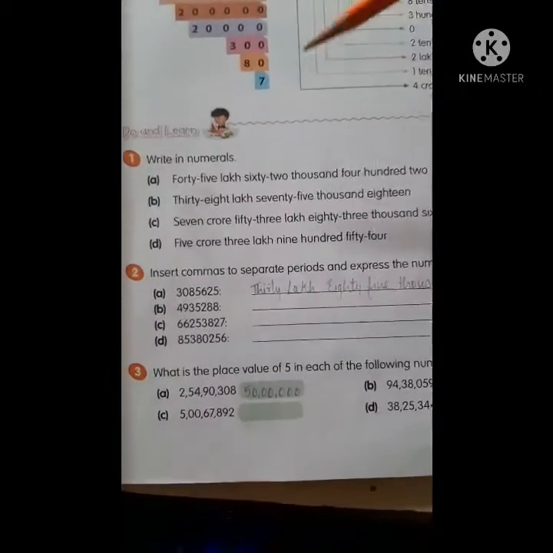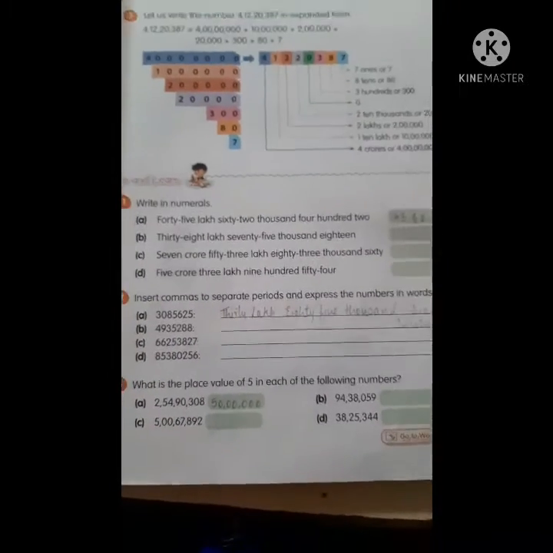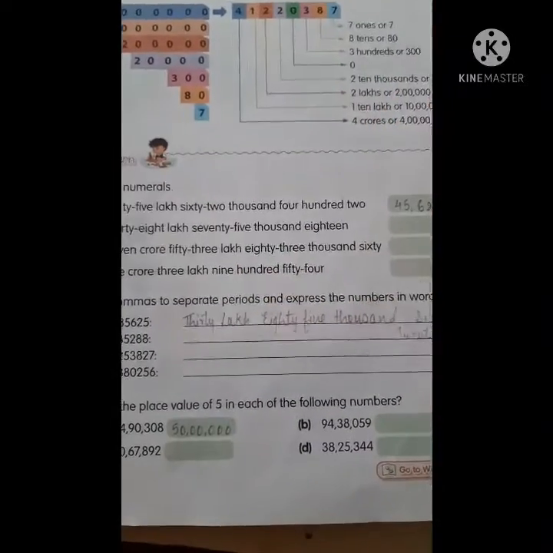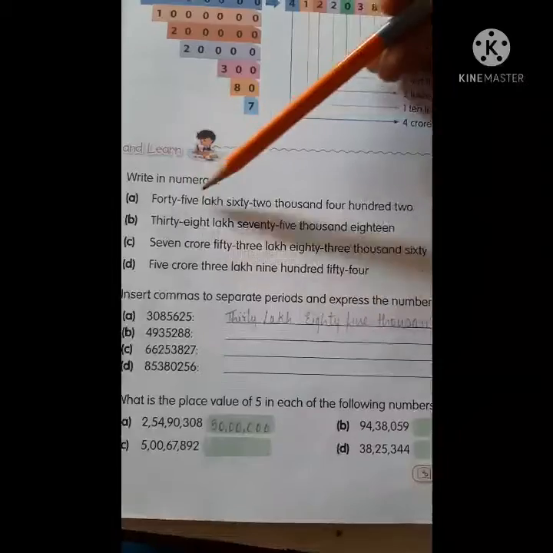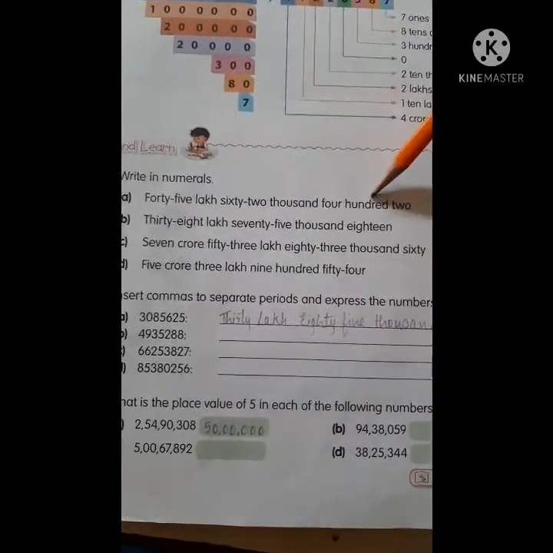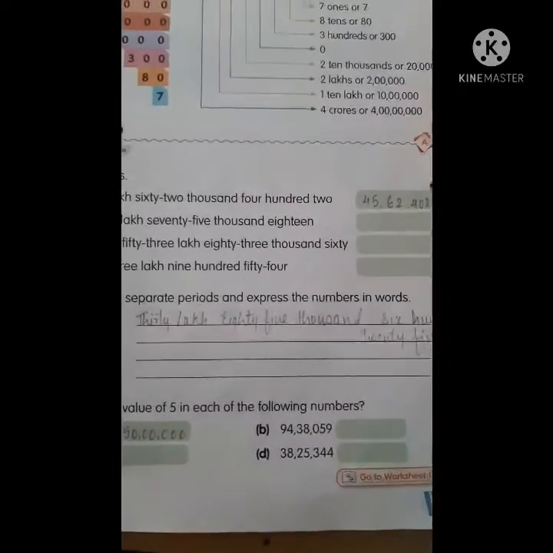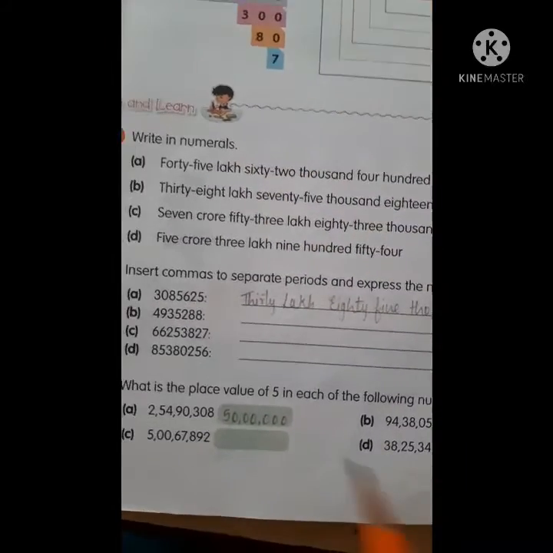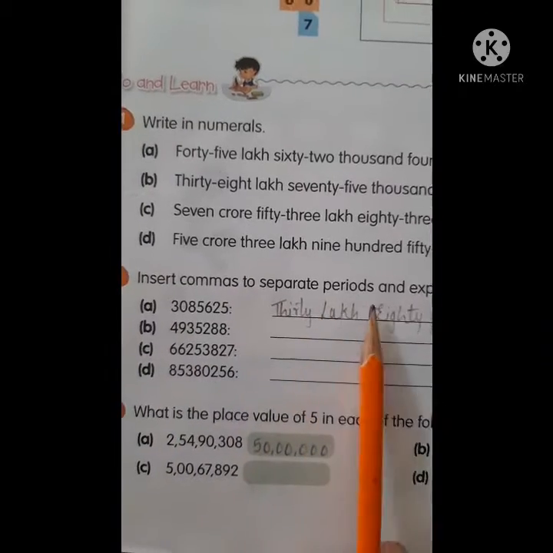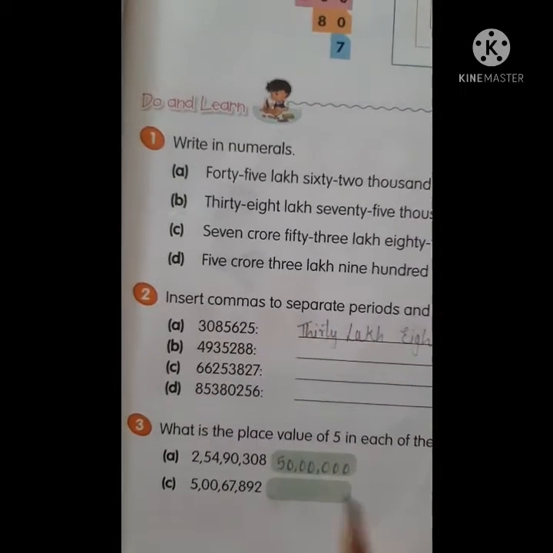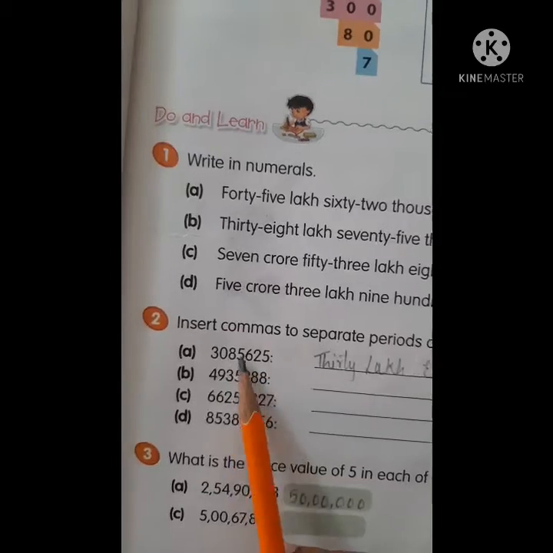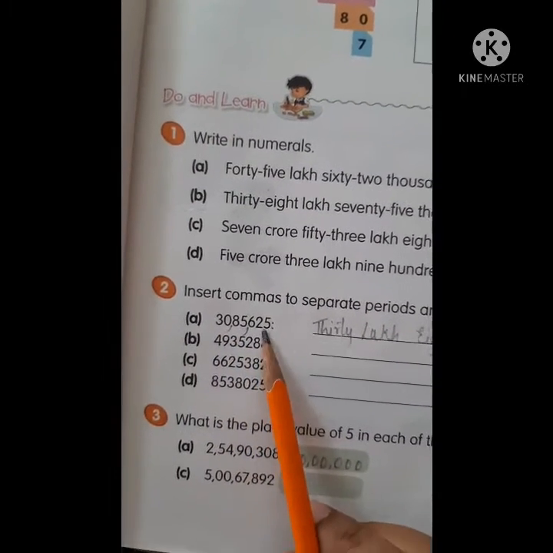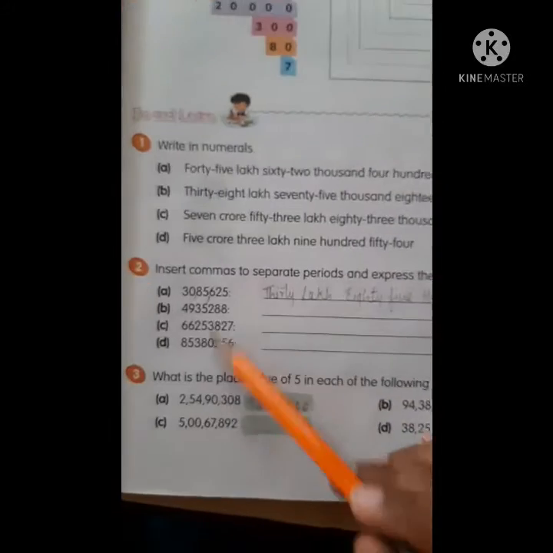Let us see here some sums. One I have done for you. The other you write. If you have any doubt you can ask me. Just see, write in numerals. We have to write this in numerals, as the first one I have done for you, like 45 lakh 62,402. Same way you have to do this also, and here insert commas to separate periods and express them in words. So how do we do it? 1 2 3, here comma, 1 2 comma, then it will be 30 lakh 85,625. Same way you have to do the other three.